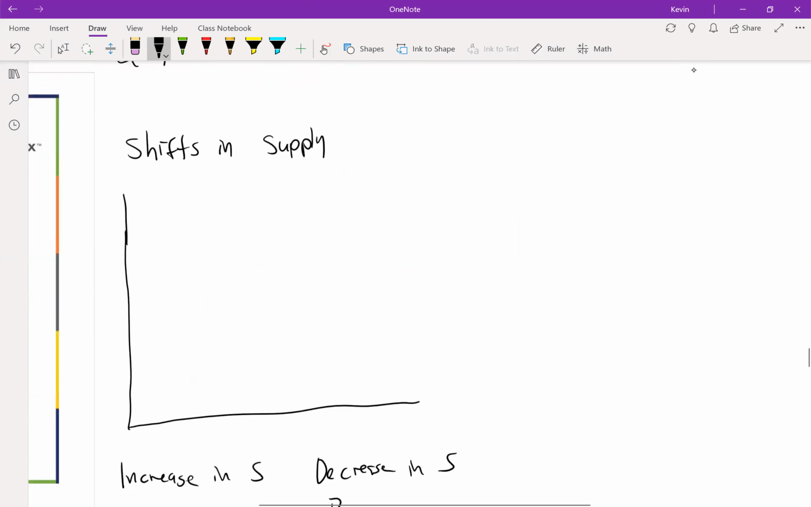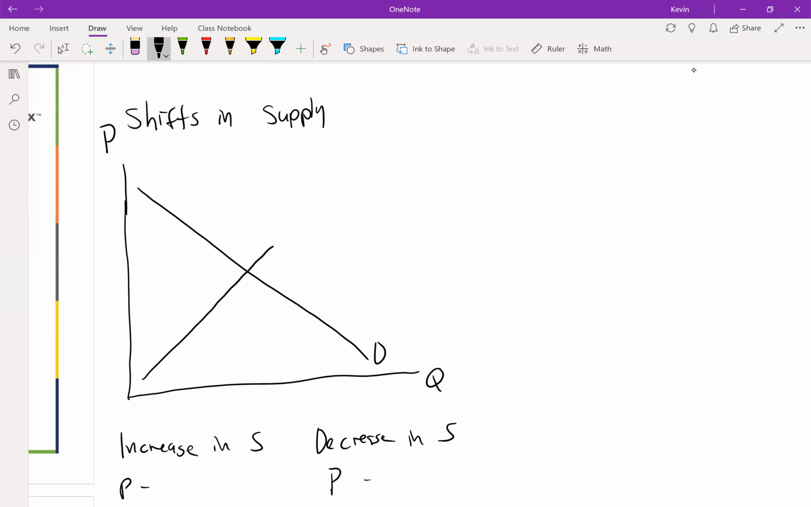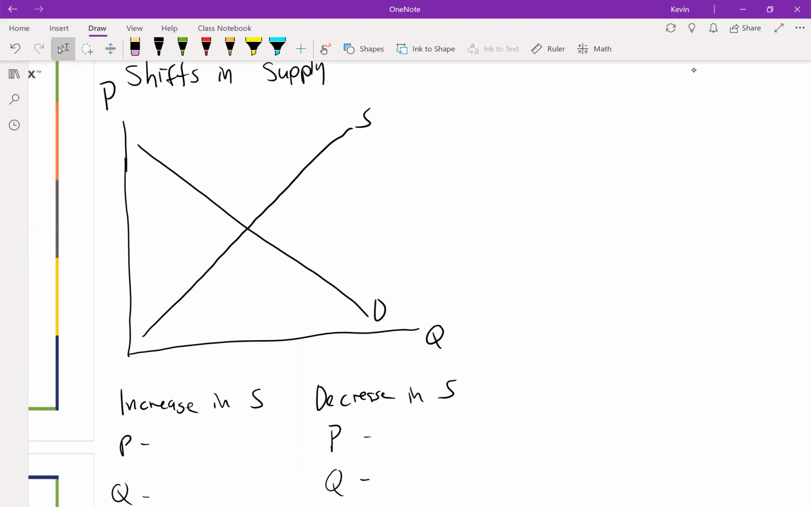So then when we have a shift in supply, it'll act a little bit different in how everything relates. So like always, we'll have our price and our quantity, our demand curve going downward, supply curve going upward. And again, we want to see what happens to our equilibrium when our supply shifts. So just like before, we'll note our initial price and quantity, and then work from here.